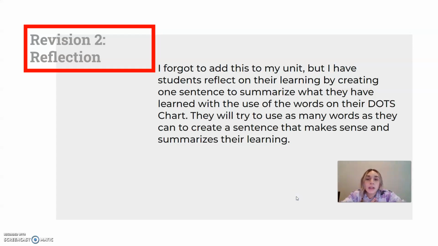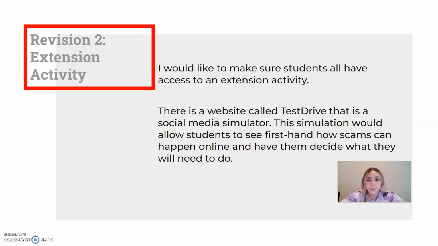The next is a reflection piece. I forgot to add this to my unit, but I have students reflect on their learning by creating one sentence to summarize what they've learned with the use of the words on their dots chart. So they look at their dots chart, they look at all the different words that they have in there, and then they try to use as many as they can to make a sentence that summarizes that unit. So I would write the word fishing, and then they would have to use as many words as they can to summarize what fishing is.